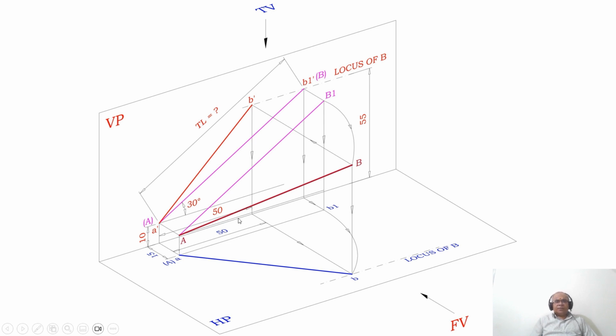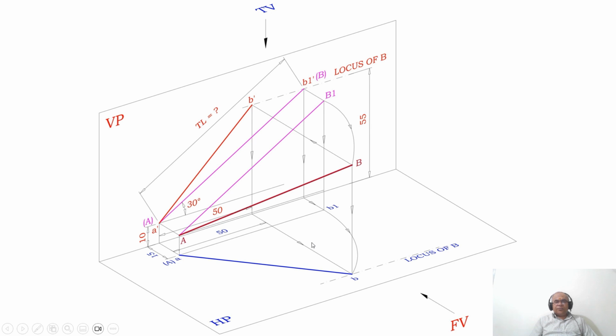But actually what happens, this top view point of B1 should come and lie on the locus of B, on the distance between the end projectors. Why? Because B dash is the one which is lying on this vertical projector. Both B dash and B should lie on the same line. But B1 is in front of VP by 15. Now I want the top view point of this to lie on this end projector. Then only you are going to get the top view.